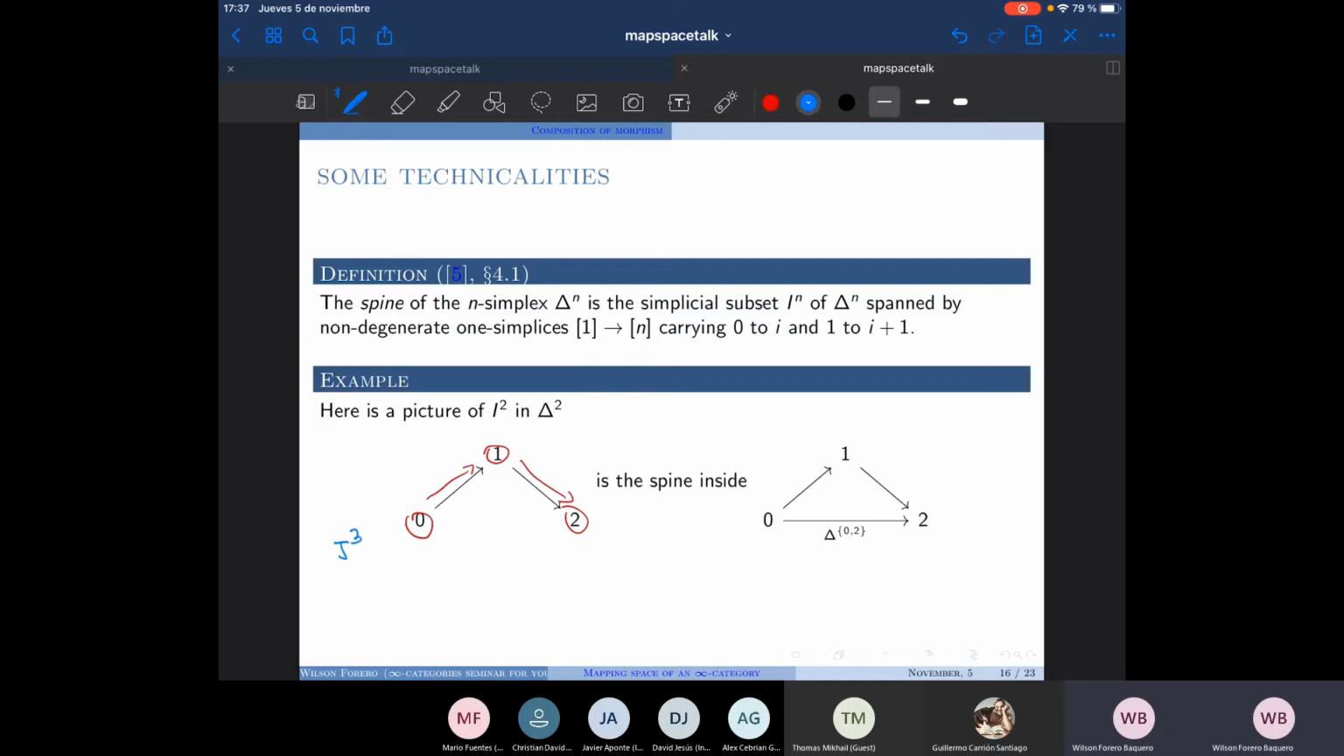For example, I^3. It's just spanned by non-degenerate one-simplices: 0 to 1, the first one, 1 to 2, and then 2 to 3. Okay, this is I^3. And this is inside of delta 3, because a picture of delta 3 is this one. Any question on this definition?